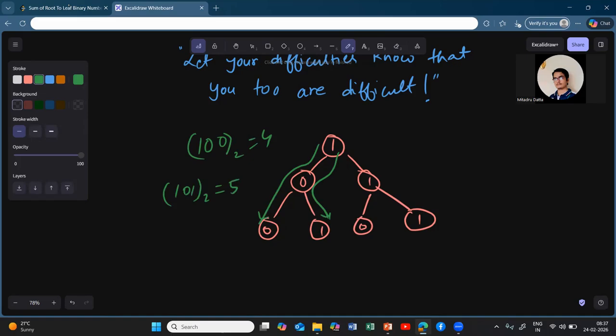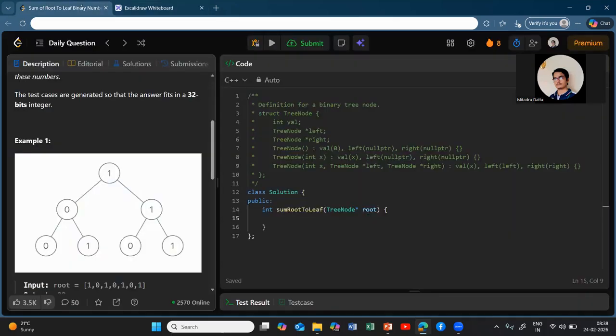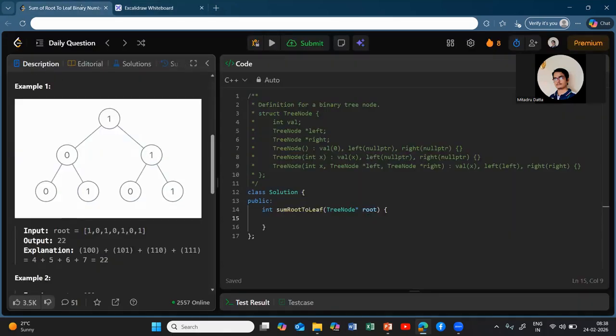Okay, and again it will give you 110, and 110 is nothing but 6. And again, if you just go through this other path, it will give you 111 in binary, which is nothing but 7. So if we add all the numbers, it will be 4 plus 5 plus 6 plus 7, which is nothing but 15 plus 7, which is 22. Okay, so this will be your answer. And if you see in this example also, the answer is 22.